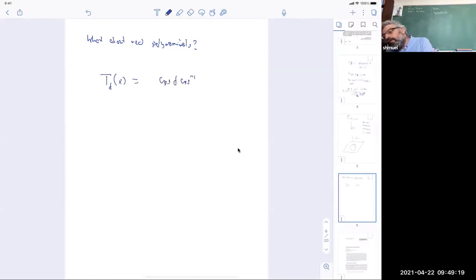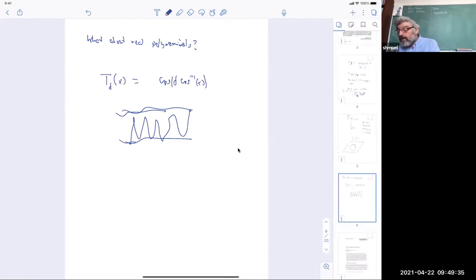But I just want to point out, there are these famous polynomials, the Chebyshev polynomials. They're beautiful polynomials, so I just want to throw out some beautiful things because why not? It's cosine of D times cosine inverse of X. This is a polynomial in X, a degree D polynomial. It has lots and lots of beautiful features. On the interval minus one, one, it oscillates between minus one and one. And it does what it does depending on whether your degree is odd or even.